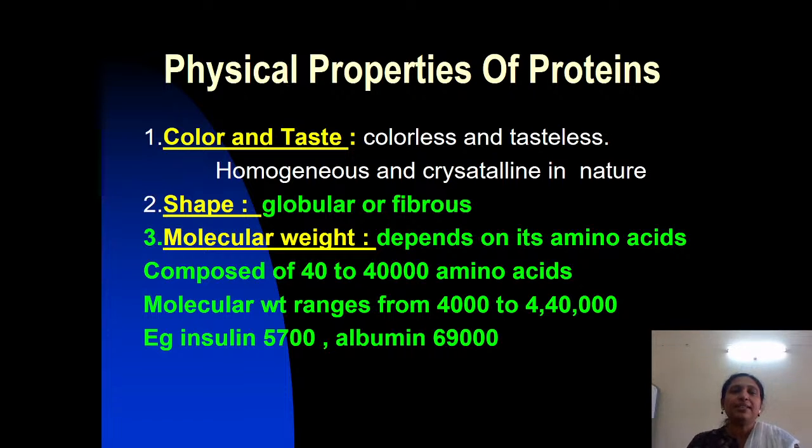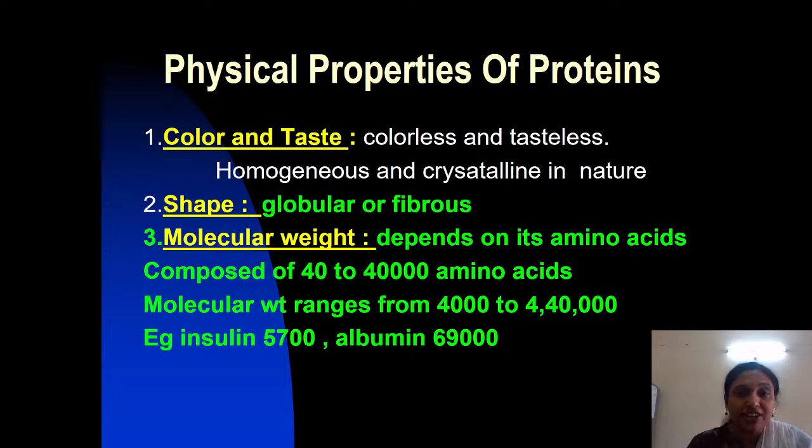Properties of the protein means the biological activity of a protein. It depends upon the number and the sequence of the amino acids, and the three-dimensional structure of a protein. The function of a protein depends upon its physical and chemical properties. Now here, physical properties: most of the proteins are colorless and tasteless, and they are crystalline in nature. The shape of the proteins may be either oval shaped globular proteins or fibrous proteins. And depending upon the number of the amino acids present in the protein, the molecular weight varies.